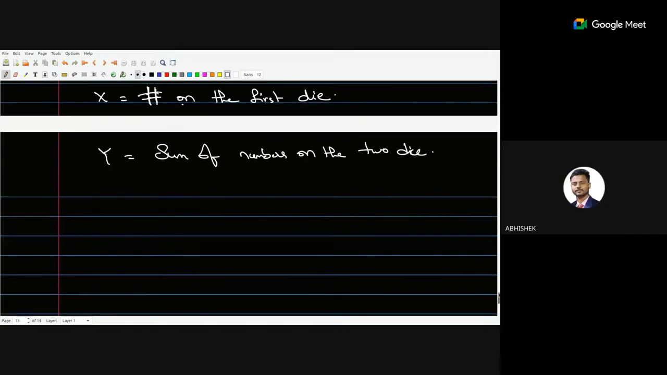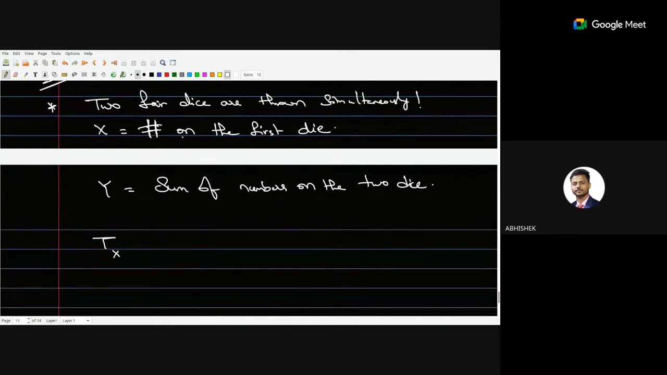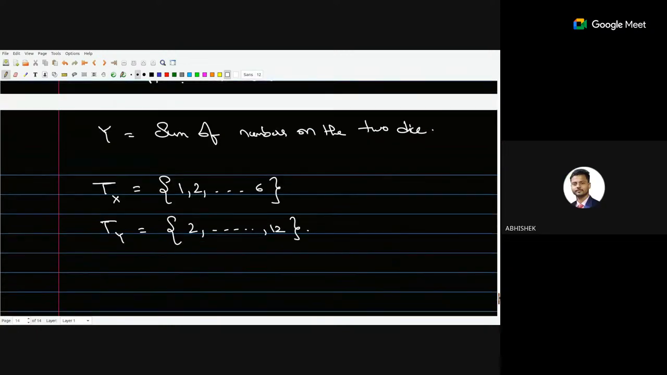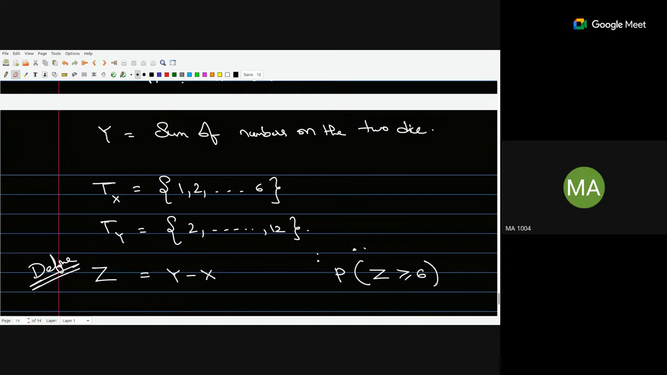Now the range of x is 1 to 6 and the range of y will be 2 to 12. So now I'm trying to define z equal to y minus x, some function is defined. So you just defined a new function, z equals y minus x. We wanted to find the probability that z is greater than or equal to 6. So our goal is to find this.